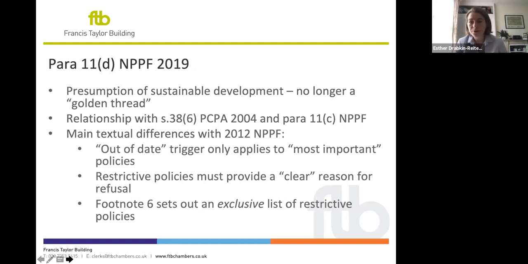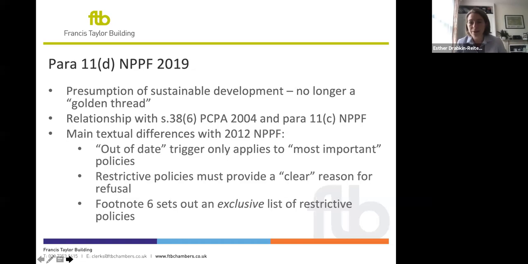So it's worth noting that these two aspects, which can disapply the tilted balance, are reversed in the 2019 NPPF. So the restrictive policies come first now, not the test which requires the harms to significantly and demonstrably outweigh the benefits. And this reversal, as Andrew will explain in relation to the case of Monkhill, is relevant.